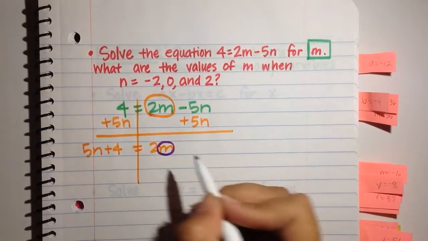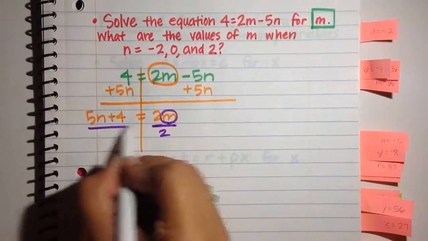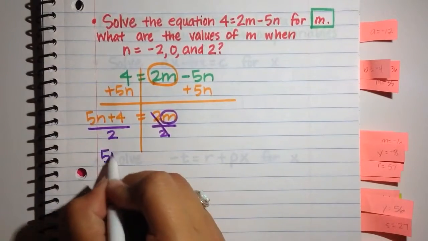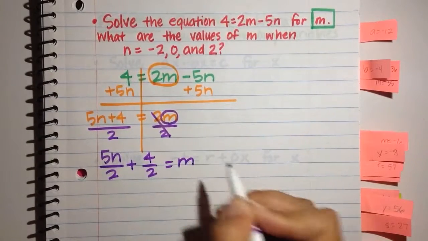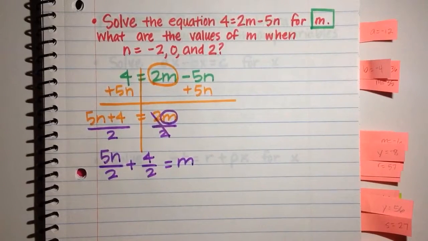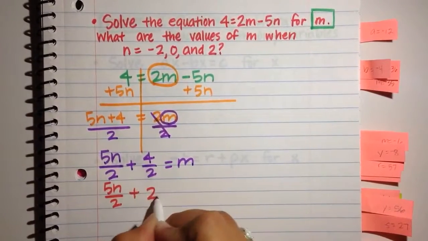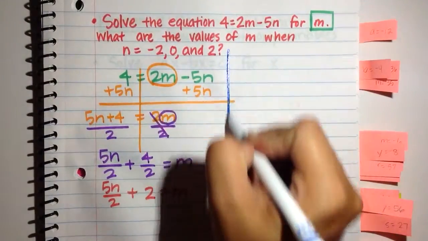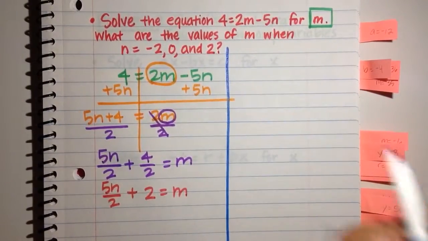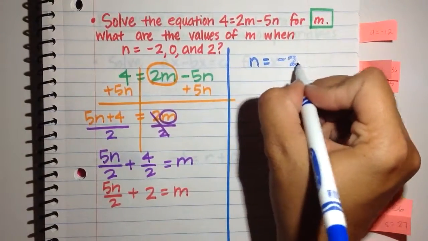Alright, well I want to get m by itself. What's happening to m? It's being multiplied by 2, so I'm going to divide by 2. So I have 5n over 2 plus 4 over 2 is equal to m. Well, 5n over 2 doesn't simplify, but 4 over 2 does simplify to 2. Alright, then we're going to use that same equation and we're going to solve what is m when n is negative 2.